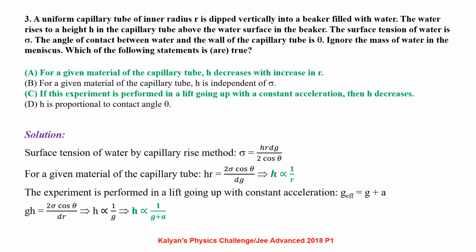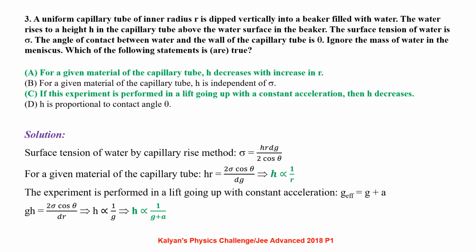A uniform capillary tube of inner radius r is dipped vertically into a beaker filled with water. The water rises to a height h in the capillary tube above the water surface in the beaker. The surface tension of water is sigma. The angle of contact between the water and the wall of the capillary tube is theta. Ignore the mass of water in the meniscus. Which of the following statements are correct?